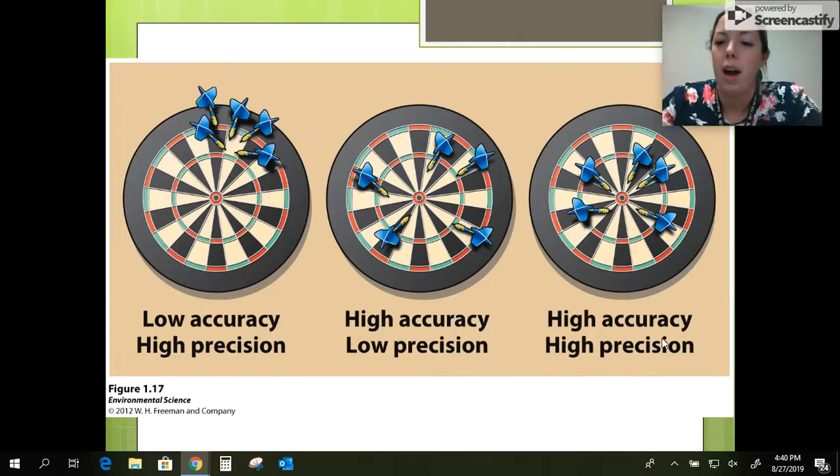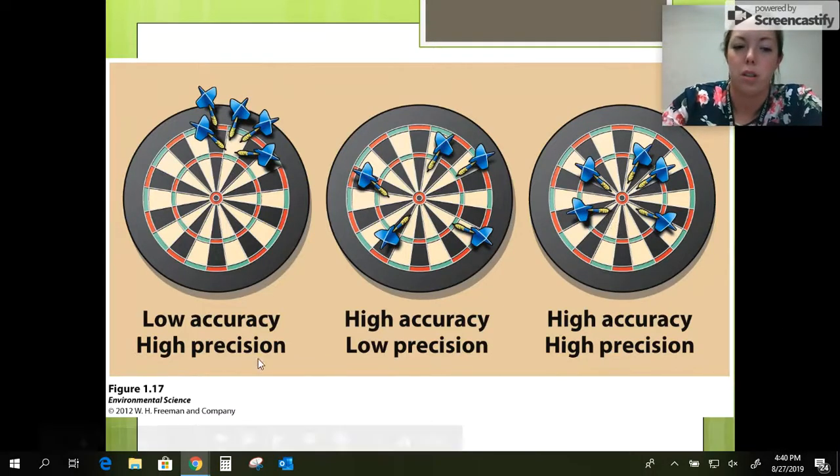An example of high accuracy and high precision is right here. They're all close to the target, so they're accurate, and they're all relatively close together, so we would say that's precise. So you've got high accuracy and high precision.